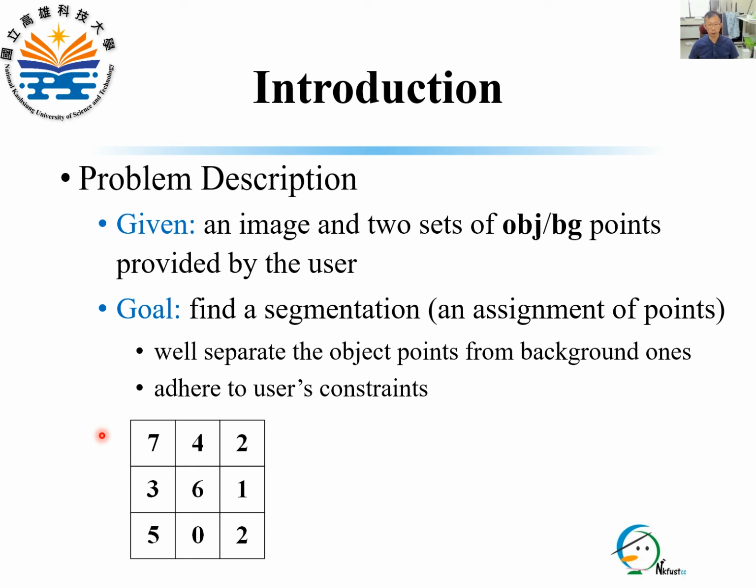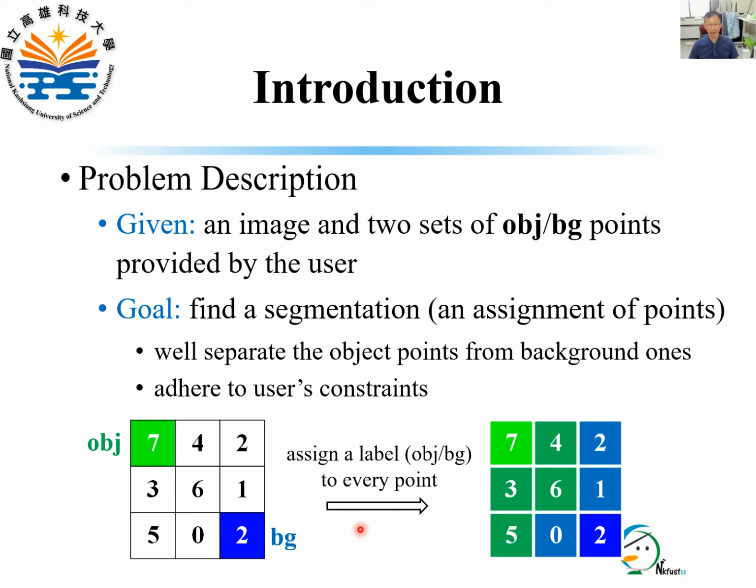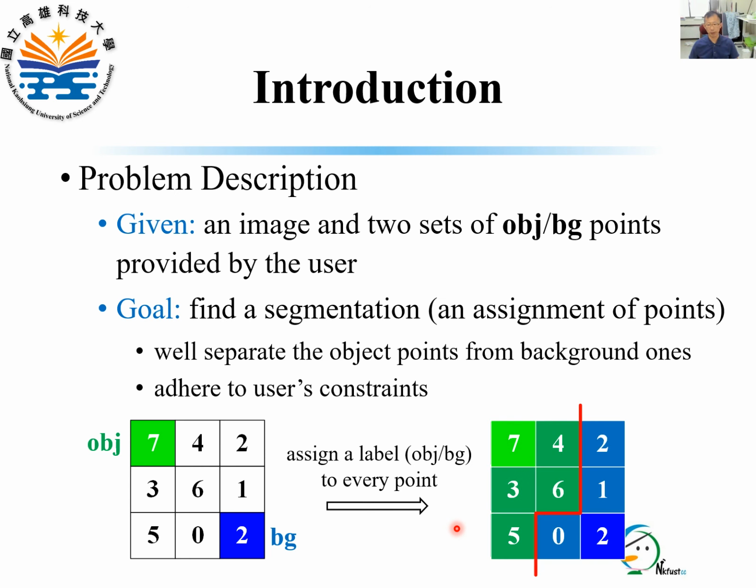Consider a 3x3 image, where the user specifies the green points as the object, and the blue point as the background. The interactive segmentation assigns a label to every point and results in a clear separation between the object and the background regions. The labels assigned to these two user-specified points, green for object and blue for background, remain unchanged after segmentation.